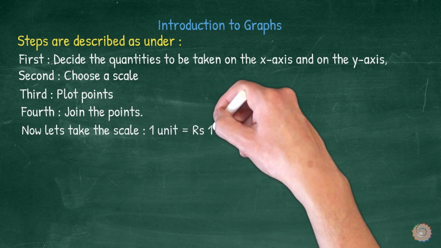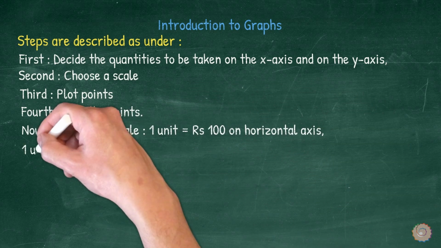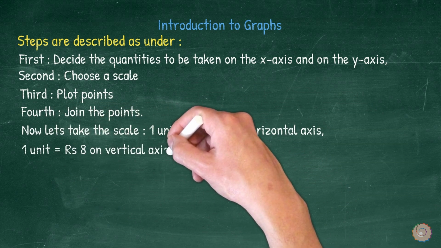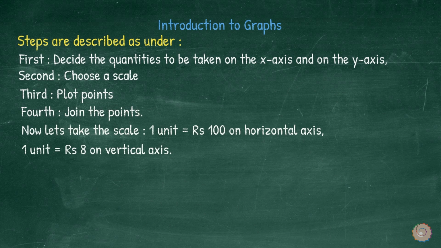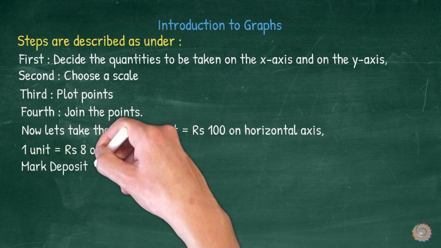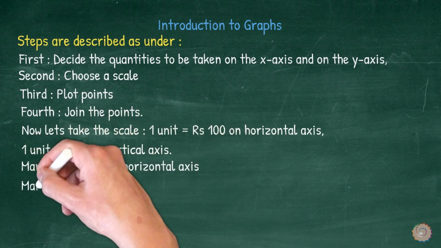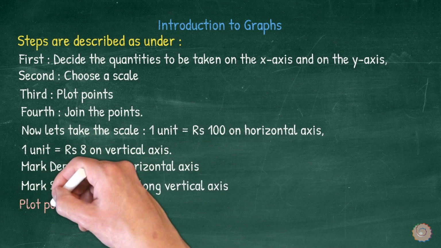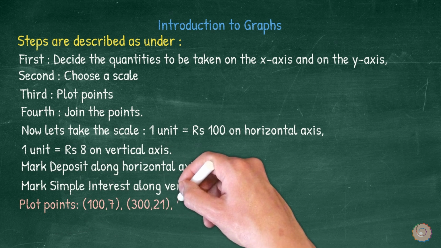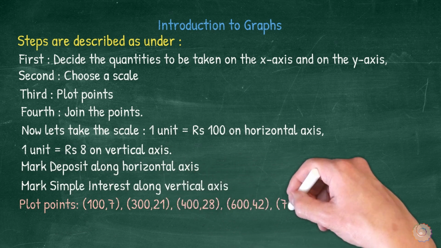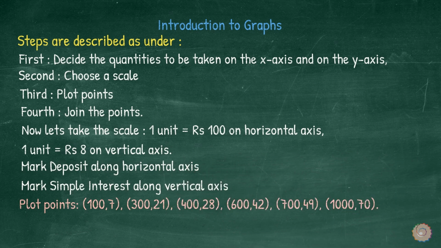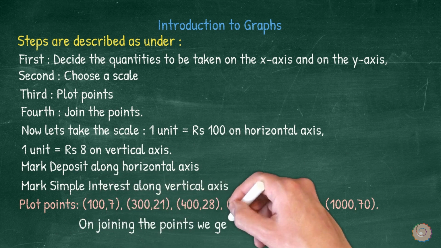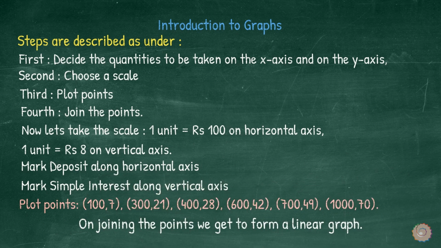Now let's take the scale. 1 unit equals Rs 100 on horizontal axis, 1 unit equals Rs 8 on vertical axis. Mark deposit along horizontal axis. Mark simple interest along vertical axis. Plot the points 107, 321, 428, 642, 749 and 1070. On joining the points, we get a linear graph.